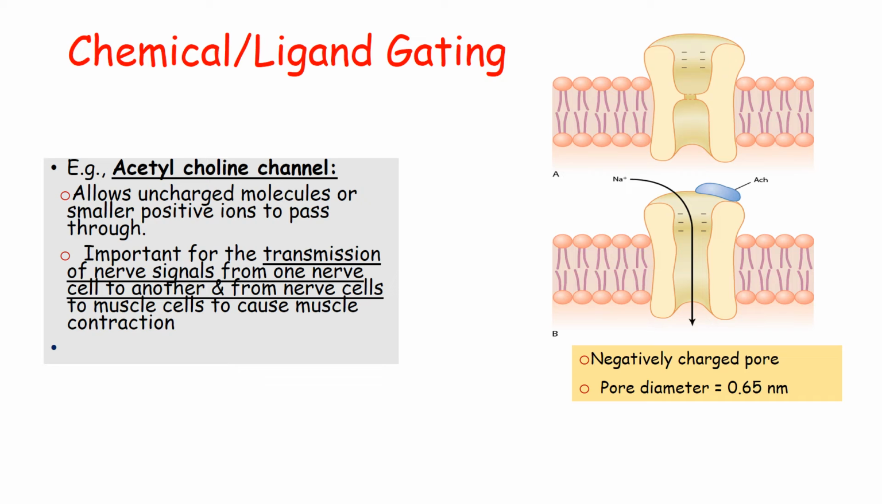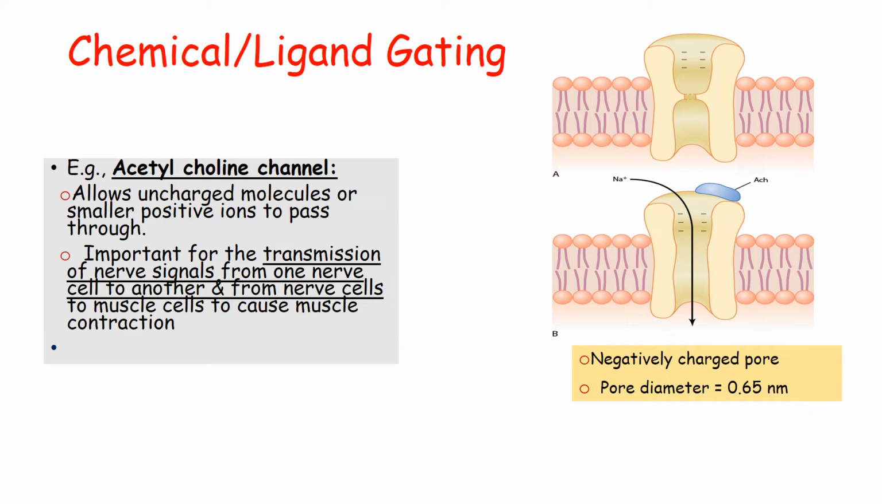Now you can tell me which type of gating you see in this image, again taken from Guyton. We have two sets of images, part A and part B. In part A you see the gates are closed, no ion is passing. Then something has happened and the channel is open for the entry of sodium. What is happening? You can see the blue colored acetylcholine molecule has bound to the receptor, or bound to the protein channel. So which form of gating of the ion channel is this? This is ligand gating. Here the ligand is acetylcholine.